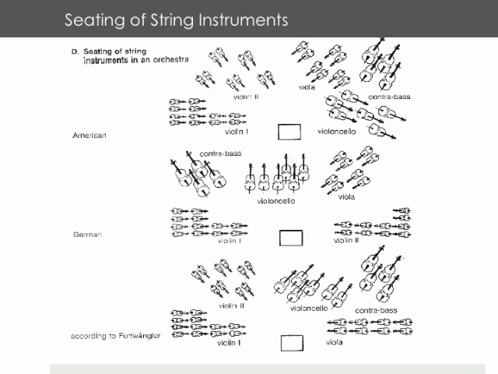The seating for the string instruments sometimes is a little different depending on what we are using. So, for example, the American system you see in the top has the violins in the left and the cellos on the right, so you have a difference in the frequency. But some other systems, such as the German and Furtwängler, who was one of the greatest conductors of the 20th century, he used to actually have a different distribution of the string instruments.